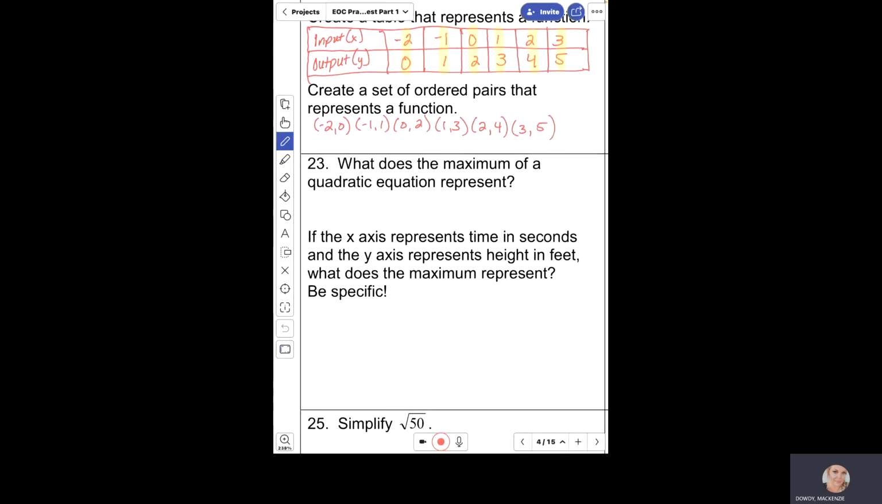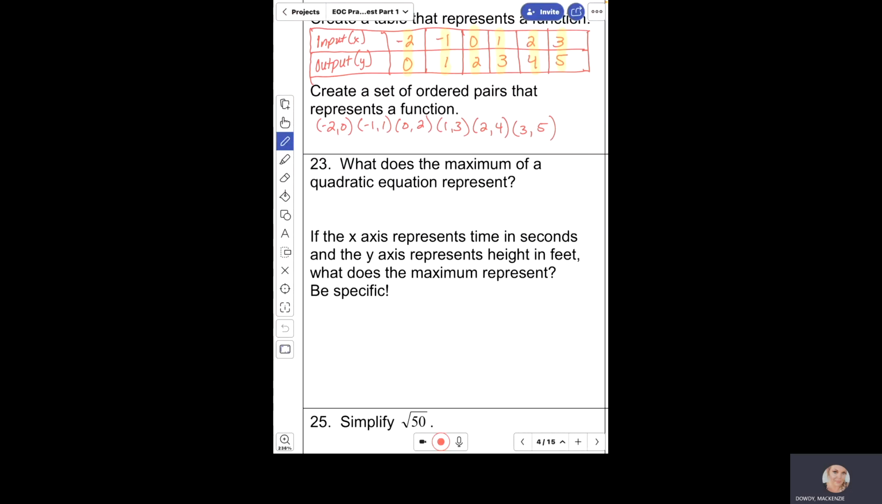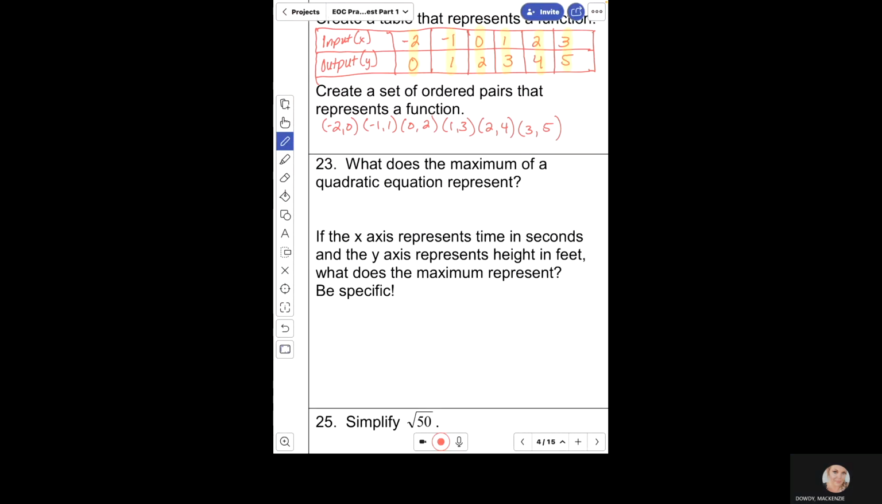Okay, number 23. Hopefully this is easier for you guys to see now. It's all trial and error.